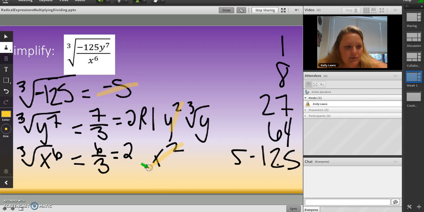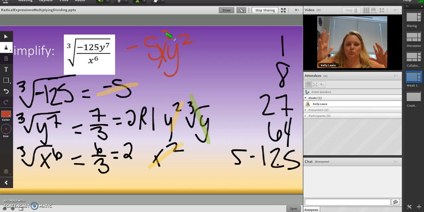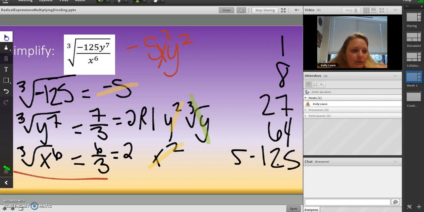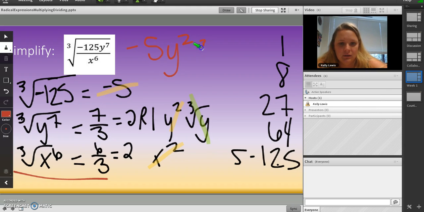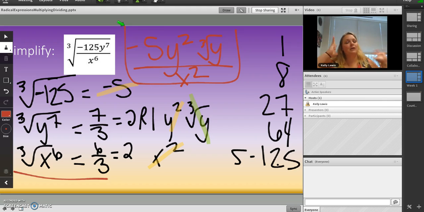Everything that's on the outside goes together, and everything on the inside goes together. So negative 5y squared. We need ABC order. X. Oh my gosh, this guy is in the bottom. Silly me. Okay, so y squared, little tiny 3, y over x squared. He's on the bottom. Don't get confused. So easy.